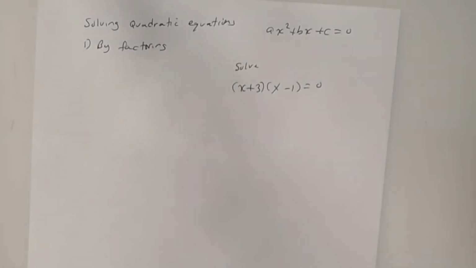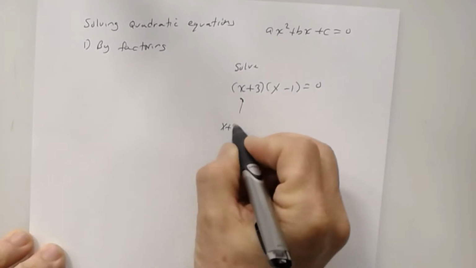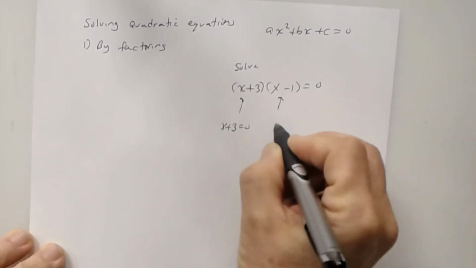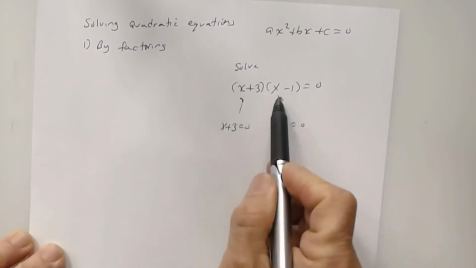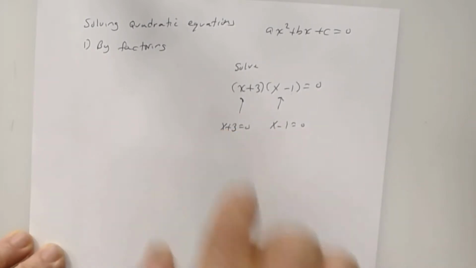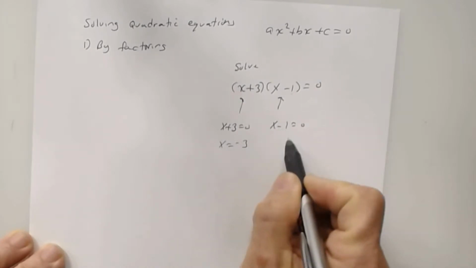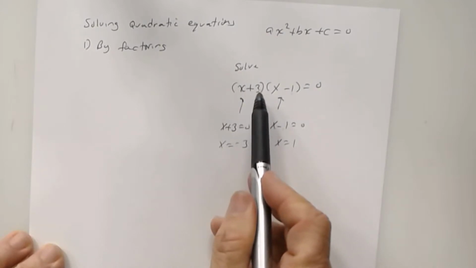Well, remember, think about that. If you have two things whose product is 0, then one of them better be what? 0. That's the only way you can get 0, right? Meaning either this factor is 0 or that factor is 0. And so notice I went from this quadratic equation to two linear equations. And what is the solution for this linear equation? -3. And what's the solution for this one? 1. So those are your solutions to this equation.